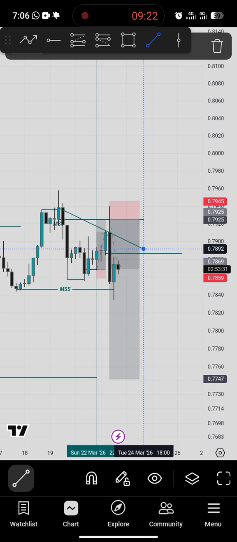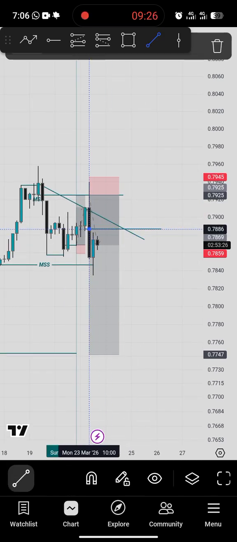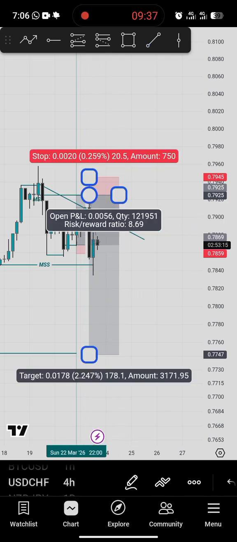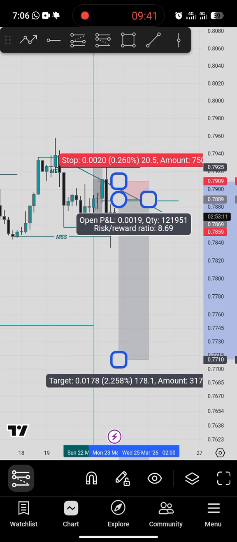So be expecting the next move. This place is a confluence, you guys. It's a confluence around this place, meaning that price is able to reject. High probability to reject from this area to continue the sell. So I'm placing my entry there, risking another 20 pips.